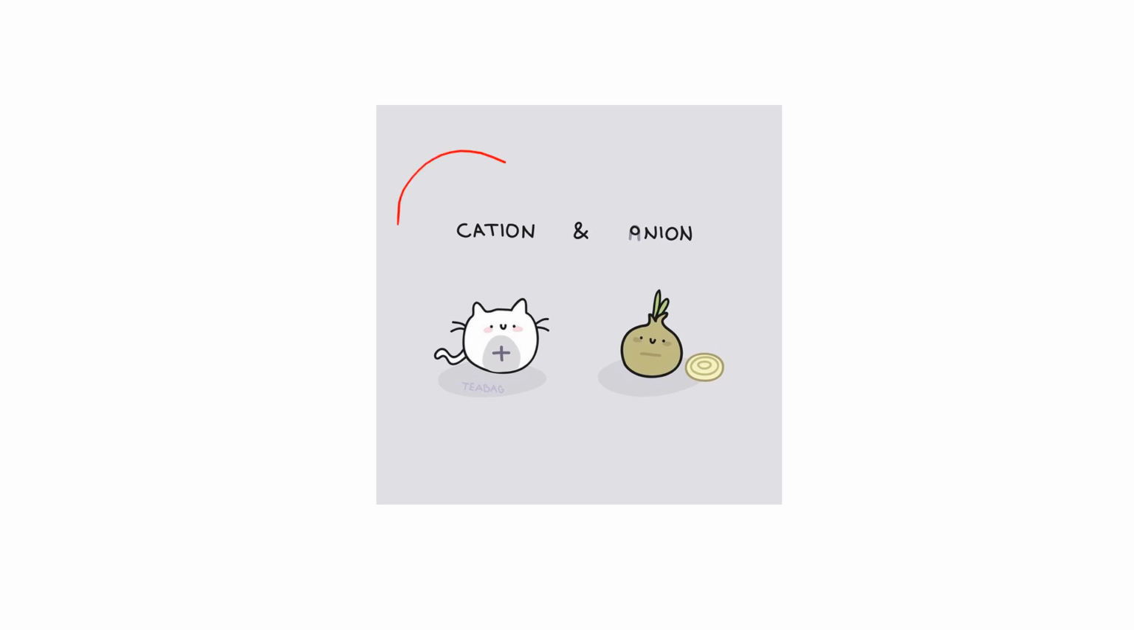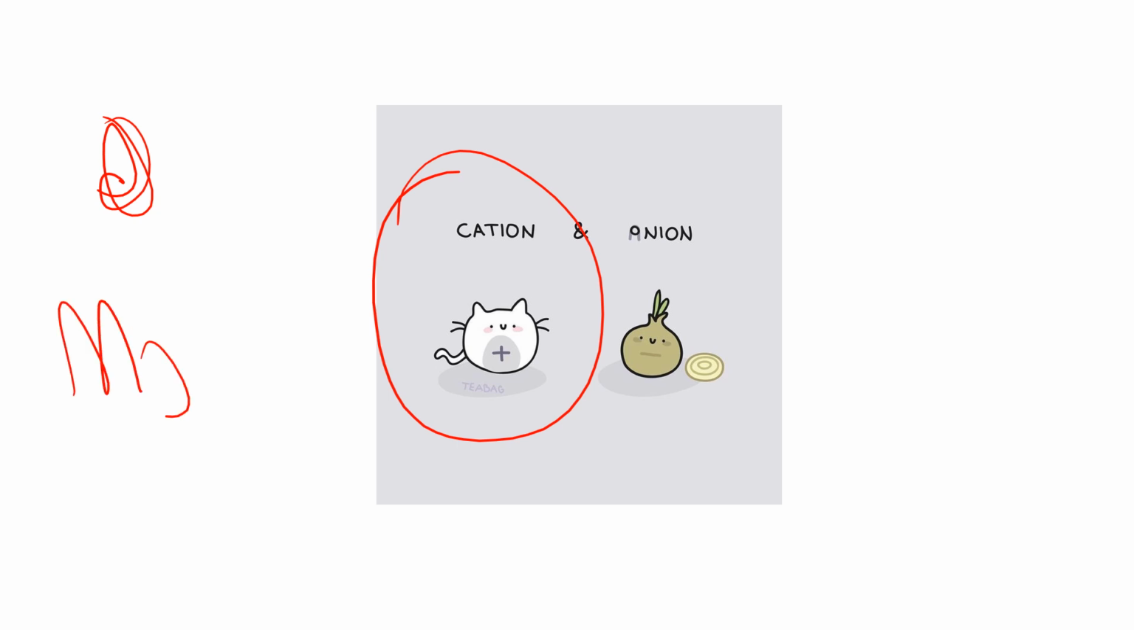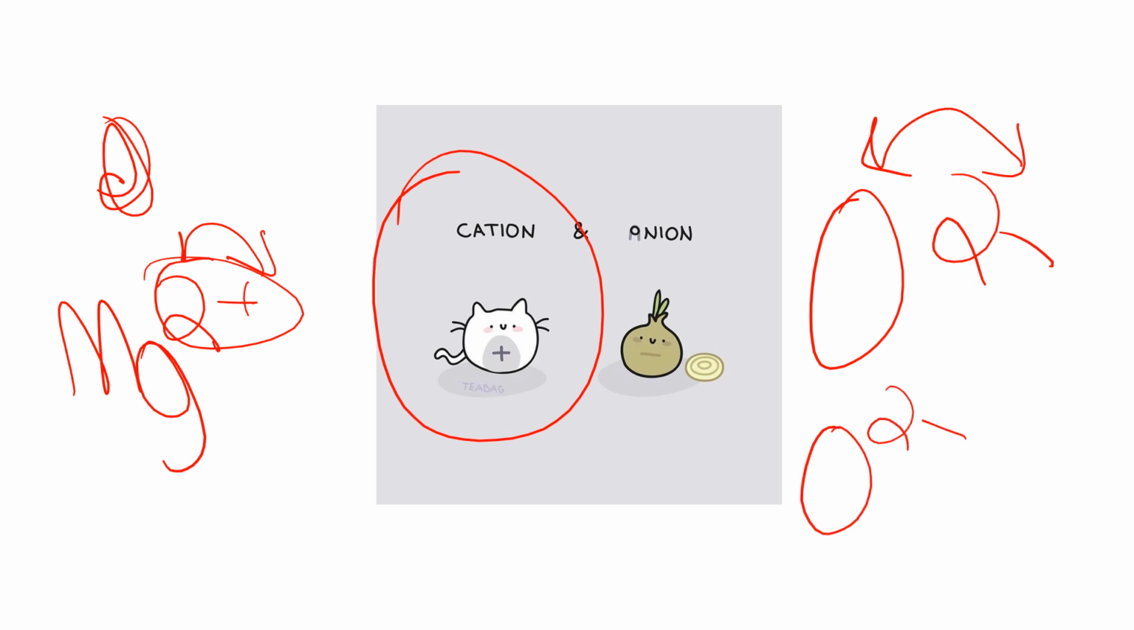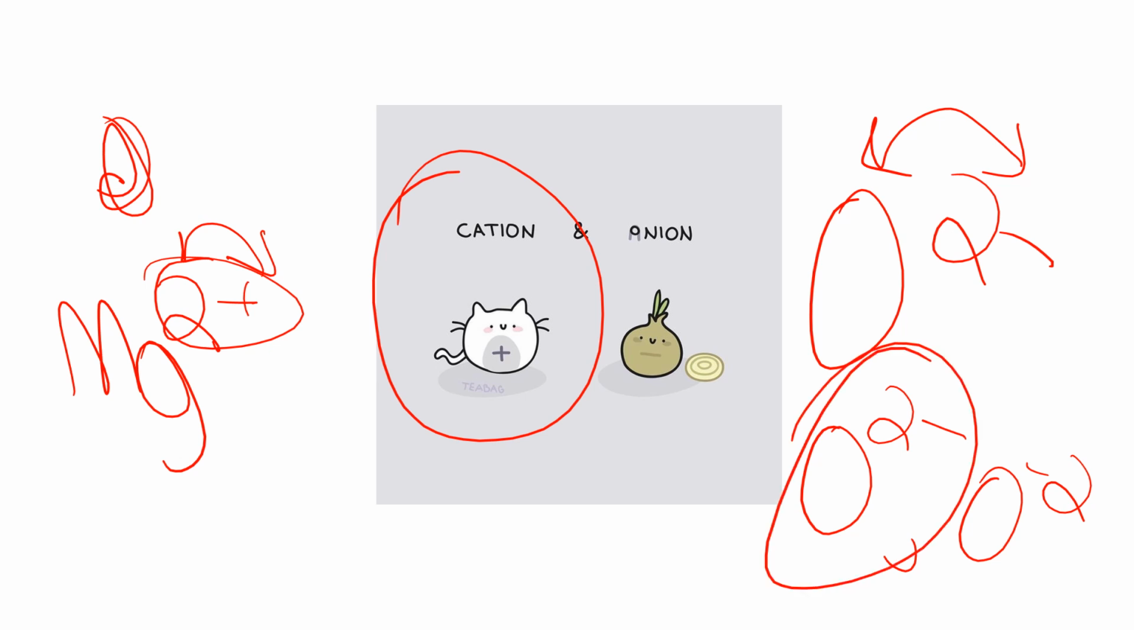Keep in mind, a cation is positive, like magnesium 2+ that we've been doing, and oxygen is negative. Now, I don't care how you write that positive or negative, but the first one is the correct way.